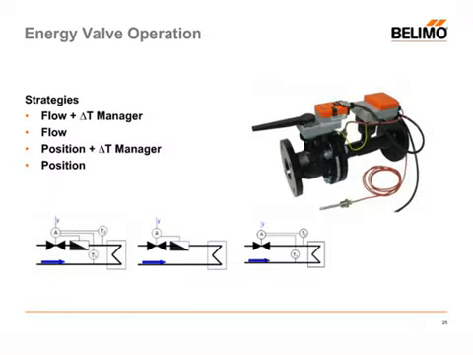So we talk about the modes of operation for the energy valve. There are basically 4 modes of operation, which are a variant of 2. The first one here is what we call flow plus delta T manager. When we talk about flow, we're talking about pressure independent operation there. So pressure independent operation plus the delta T manager. This would basically be the fully loaded characteristics of the valve.